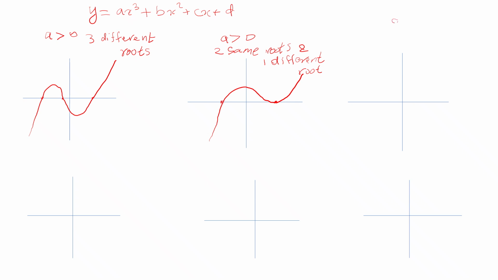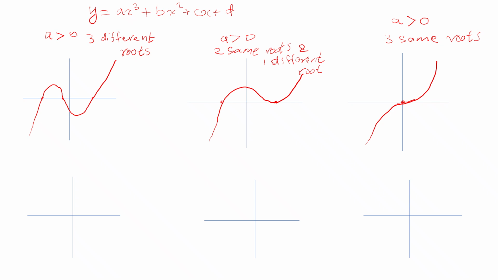Next one, a greater than 0. All 3 roots are the same. So a is greater than 0, the graph starts from the bottom left hand corner and goes this way. So it's only one root. All 3 roots are the same. So this is a possibility.